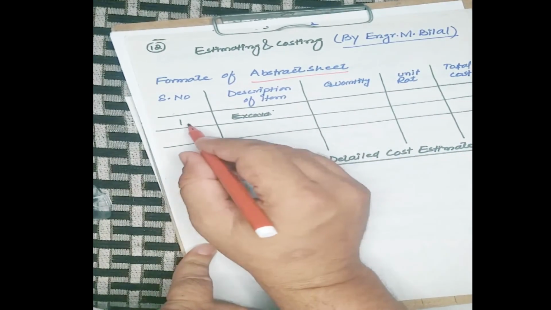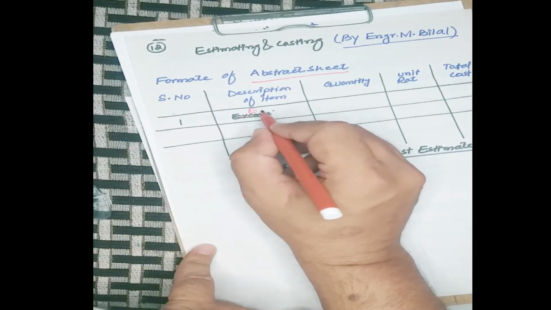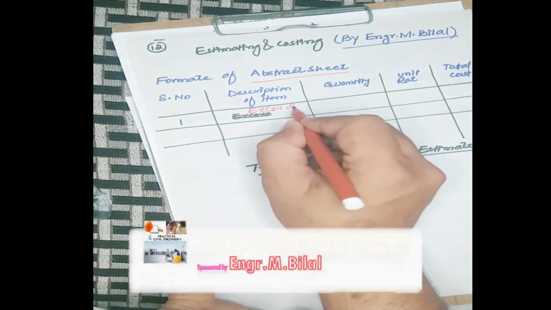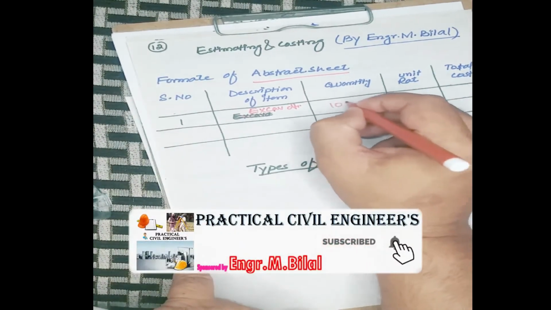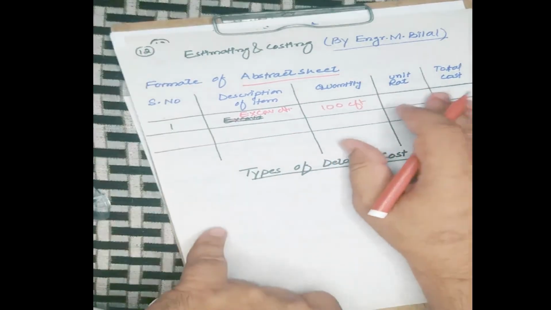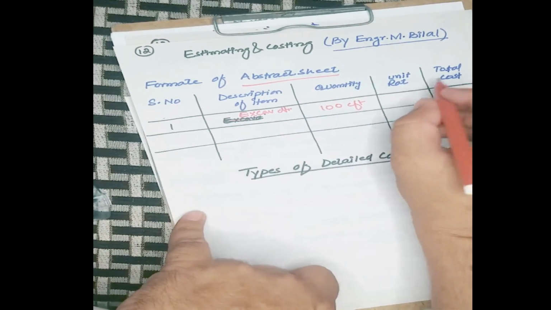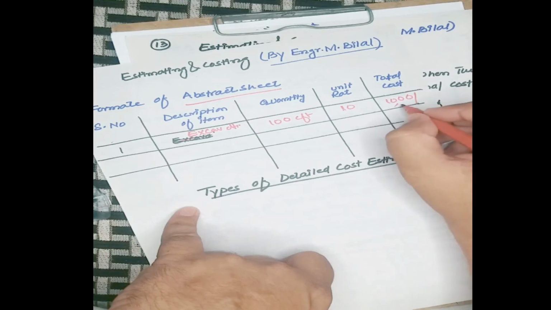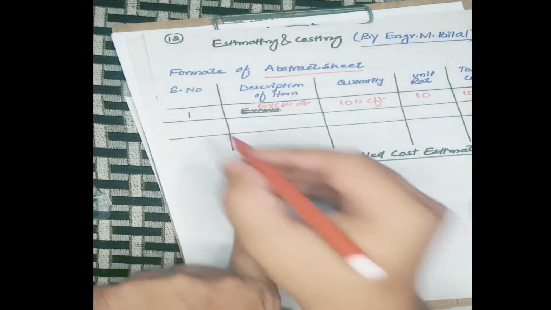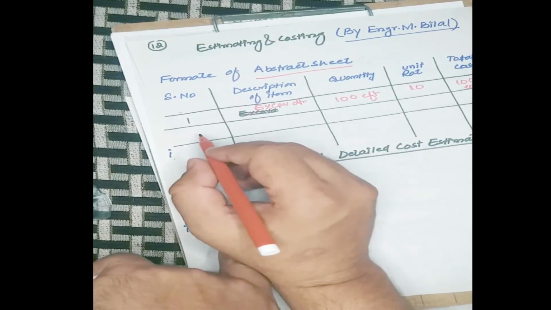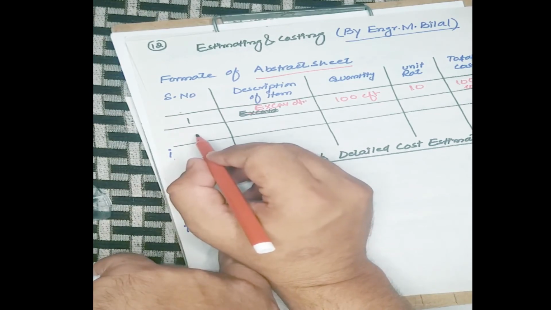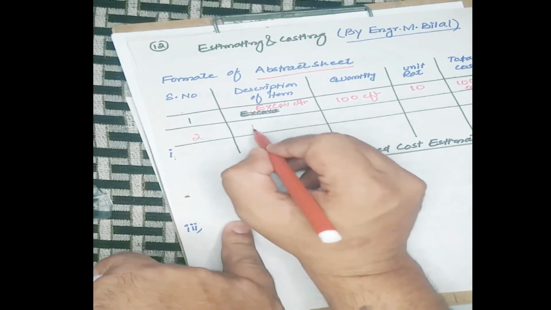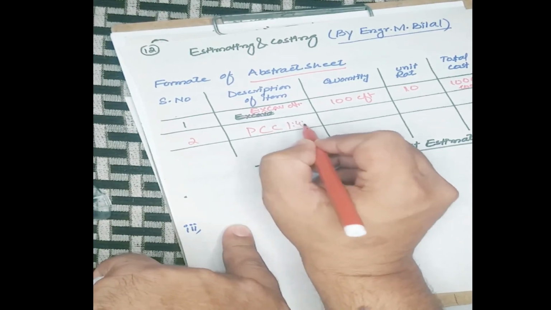Let's suppose it's serial number 1. We have a description of the item, excavation. The total quantity is 100 CFT. The unit rate for 1 CFT will be 10. So the total cost will be 1000 per 100 CFT. I will also explain more further. The second item is PCC 148.